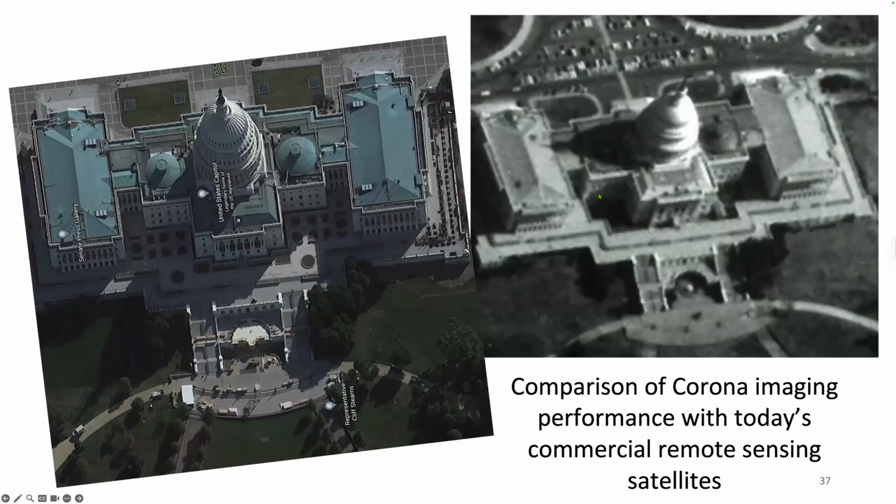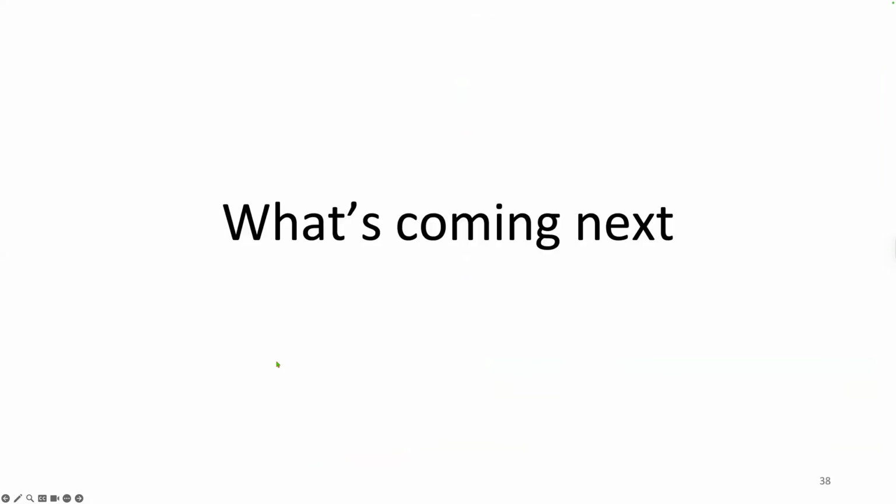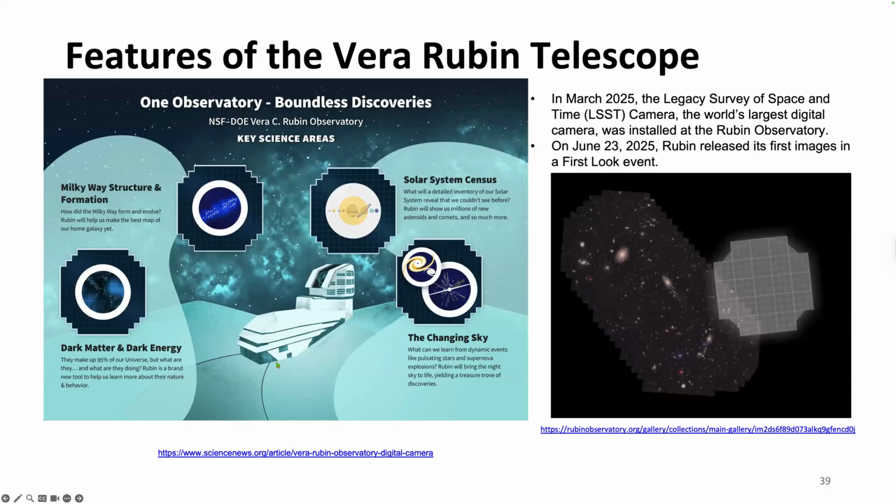And we've gone from this kind of performance from the Corona spacecraft to this kind of performance where you can see a beer can. So the Rubin telescope needs attention. It just came on and it's producing sample photographs to prove that it's working, and it's working beautifully. In June of this year, they had their first light.